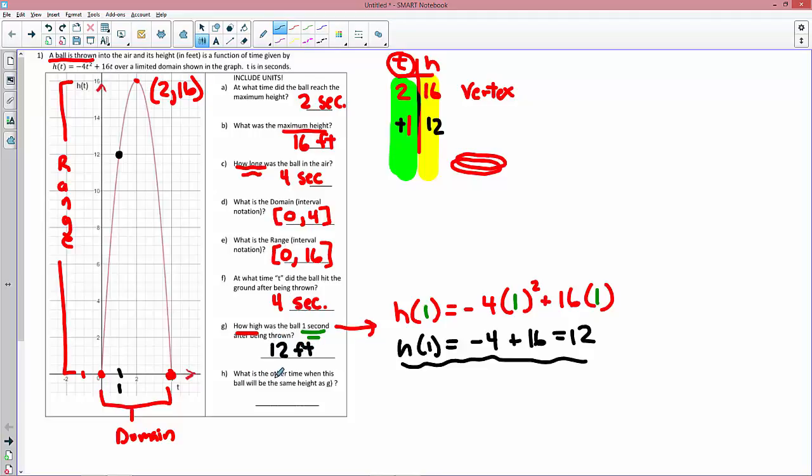Okay, what is the other time? So again, I'm looking for another t. What is the other time when this ball is at the same height as in part g? So this was 12 feet. When is the other time when the ball is the same height? So when the ball is 12?